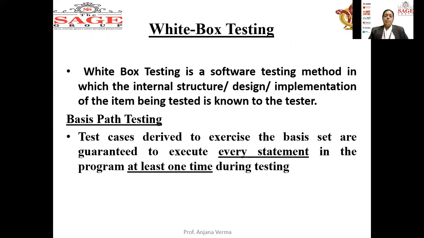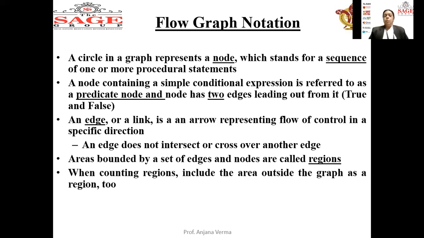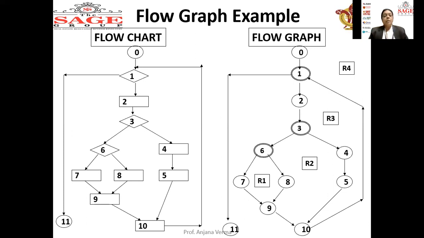For this, we will make a flow graph notation. I think you are very much aware of the flow chart. A flow chart means the flow of a program with the help of a picture. A pictorial representation of a program is known as a flow chart. Now, if you want to make a flow graph for the paths, to find how many paths your program has, we will make a flow graph with the help of the flow chart.